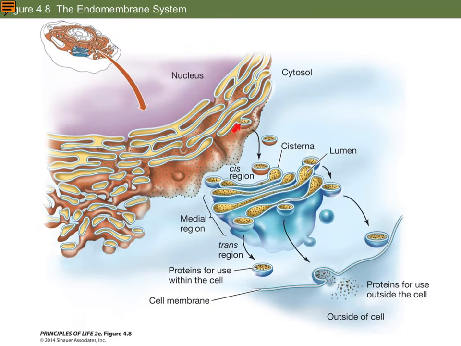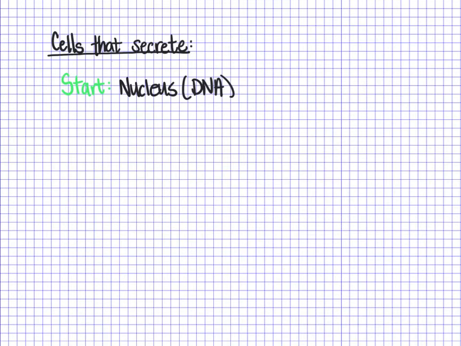Then the ER takes those substances, those proteins, and packages them into small vesicles, where they will then travel to the next organelle, which is the Golgi. At the Golgi, those proteins are modified and then packaged into separate vesicles that then travel to the plasma membrane, where they fuse with the plasma membrane, and then the substances are released outside of the cell. So let's write that process down.